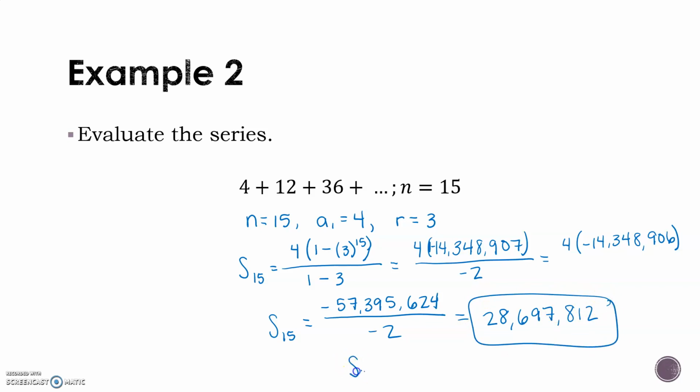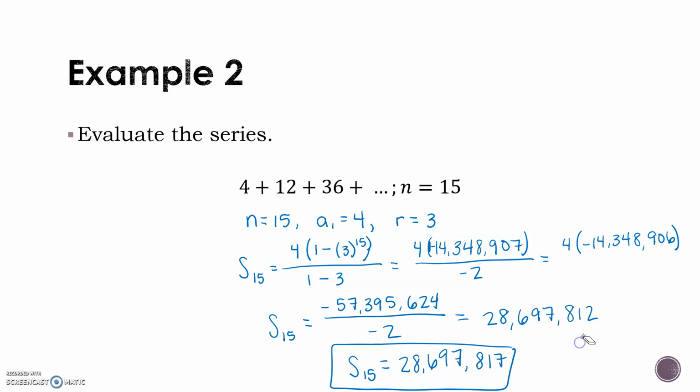And really what we should do is write it like this, S sub 15 equals the big number, because we want to answer the question of what is the sum of the first 15 terms. So I'm going to put it as this actually instead of this over here. And that's it. I got my over negative 2 over here.